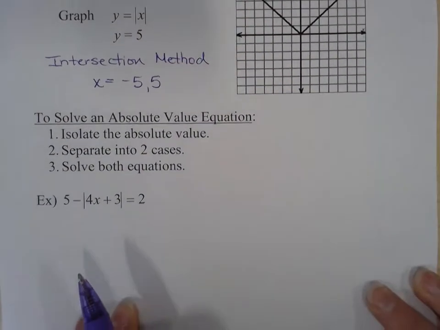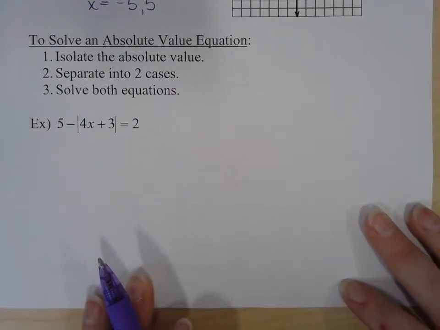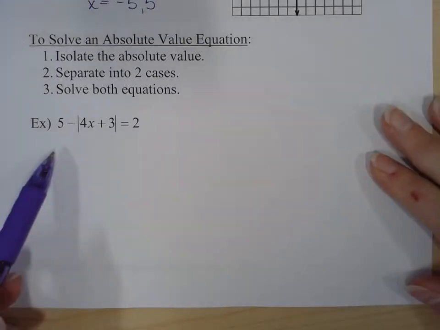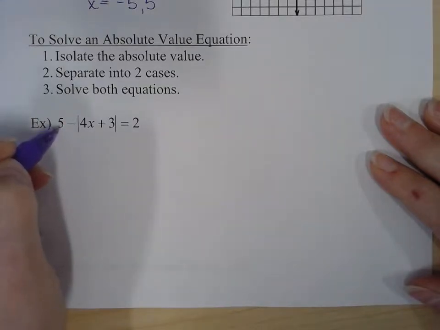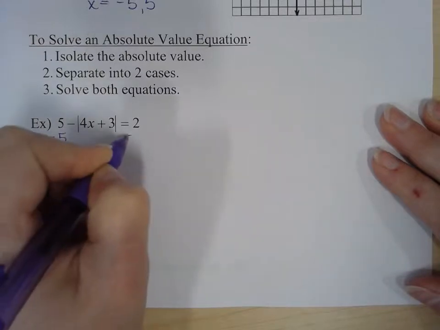Okay, hopefully that gave you the conceptual idea. Here's some steps that you can follow. So to solve an absolute value equation, we're going to isolate the absolute value, separate it into those 2 cases, one for each side of the v, and then solve both. Okay, so for this example, let's do that. The first step would be to isolate the absolute value. So I would like to move this 5 over to the other side. So I'm going to subtract 5.